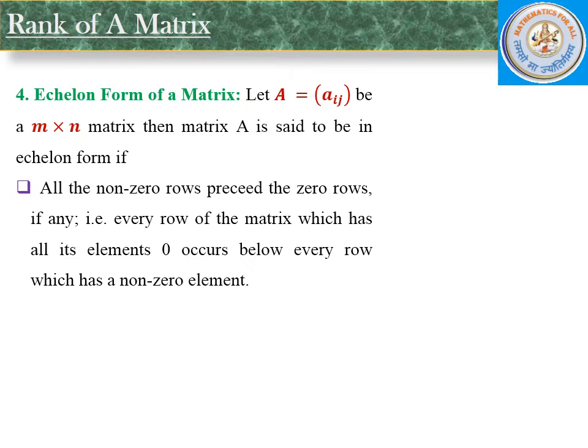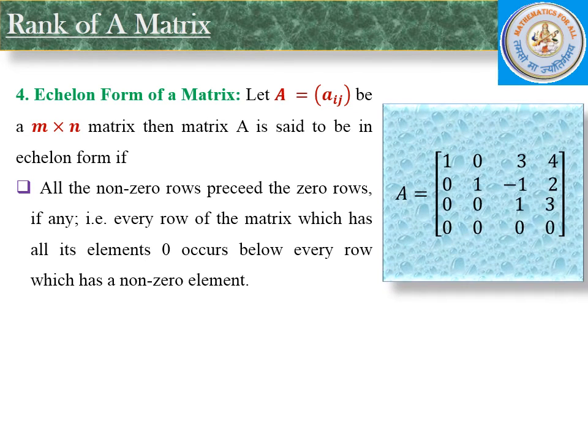If all the non-zero rows precede the zero rows, if any. In other words, every row of the matrix which has all its elements 0 occurs below every row which has a non-zero element. The row with the most zeros from the left goes lower, and moving upward we take rows with fewer zeros on the left. So what we see here is that the fourth row has all 4 zeros, so it is last.